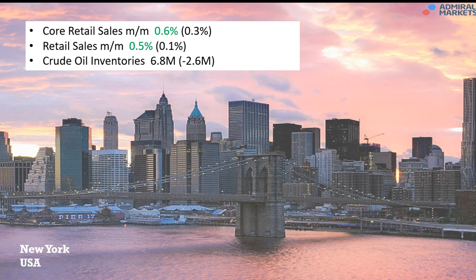Okay, let's have a look at what's happened yesterday. We had data coming from the US. We saw the retail sales number come in at 0.6%. That's the core retail, and the retail numbers themselves were 0.5%. That was better than the forecast, as the US dollar just continues to tear away, and it's really strengthening, more so against all pairs that it's up against. Crude oil inventories came in at 6.8 million barrels, and that was to the minus 2.6 million that was forecasted.